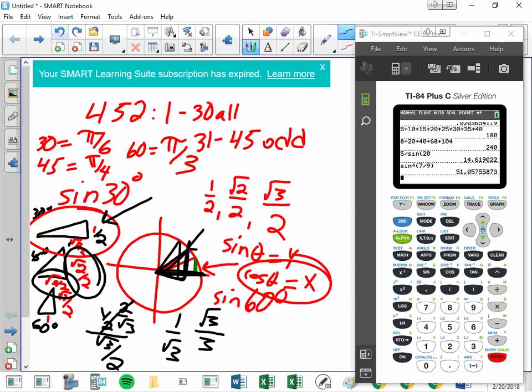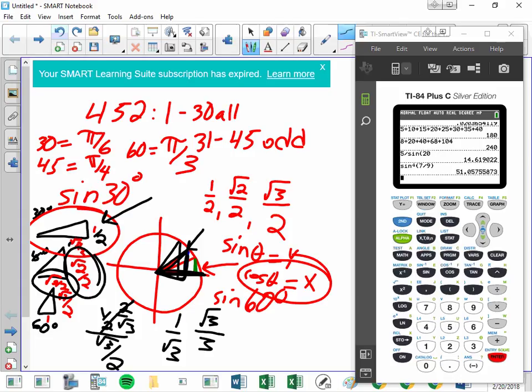So reciprocal identities. Number 22, how would you find the cosecant of 30? You take the sine of 30 and you flip it upside down. So what is the sine of 30? 1/2. So you flip that upside down and you get 2.